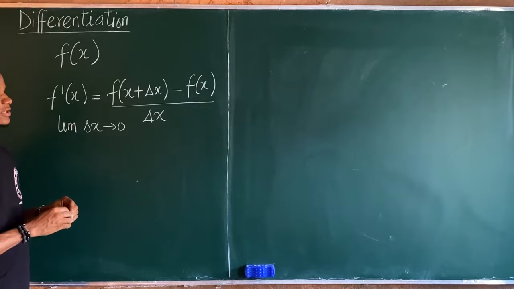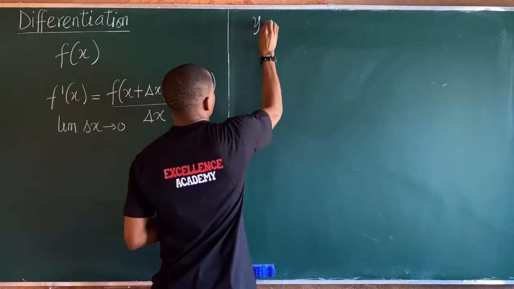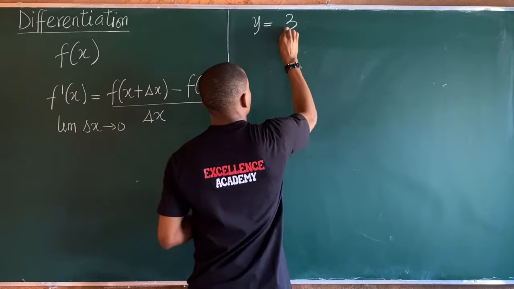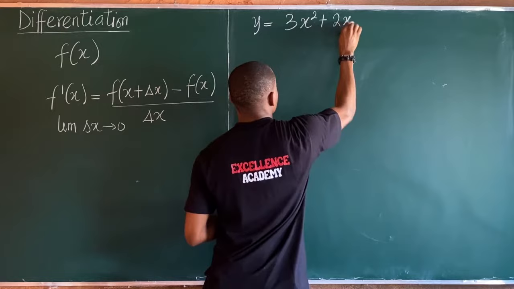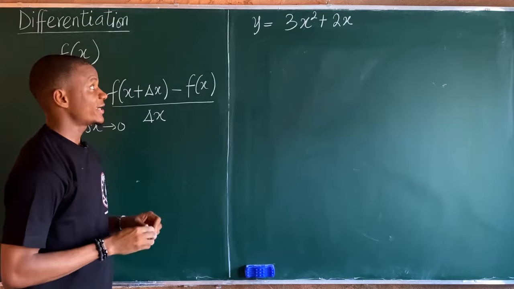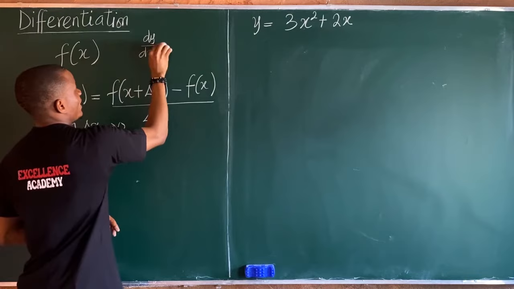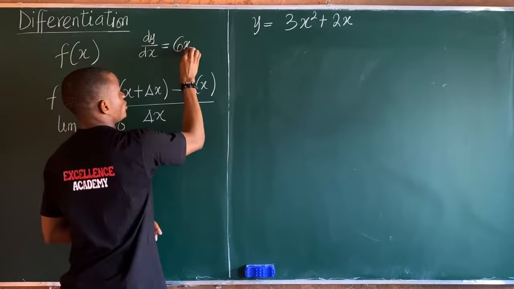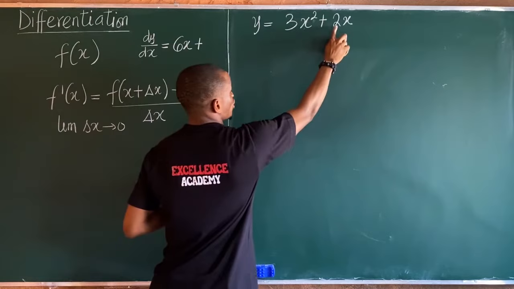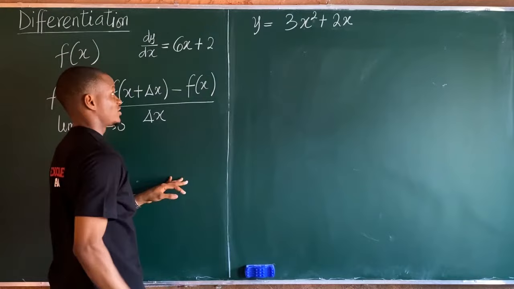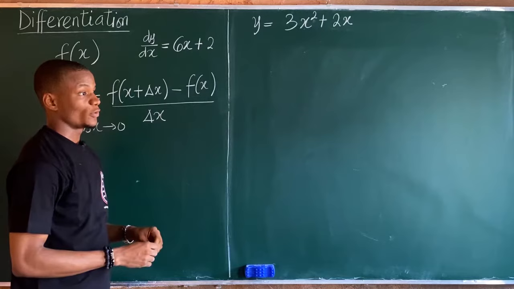I'll explain this using a very simple concept. Let's say I have y being equal to 3x squared plus, let's say, 2x, for instance. I'm asked to differentiate this using first principle. From this, if I use the general method, I'll have that dy over dx is 6x into 2 minus 1, that's 2, plus 2 for x standing alone. So dy over dx is 6x plus 2 using the general method. You could perhaps factorize here if you wish. But let's look at how to solve this using the first principle formula.